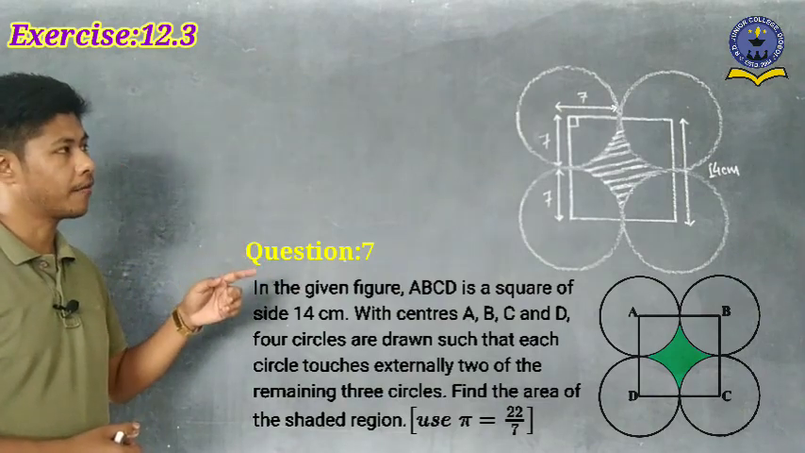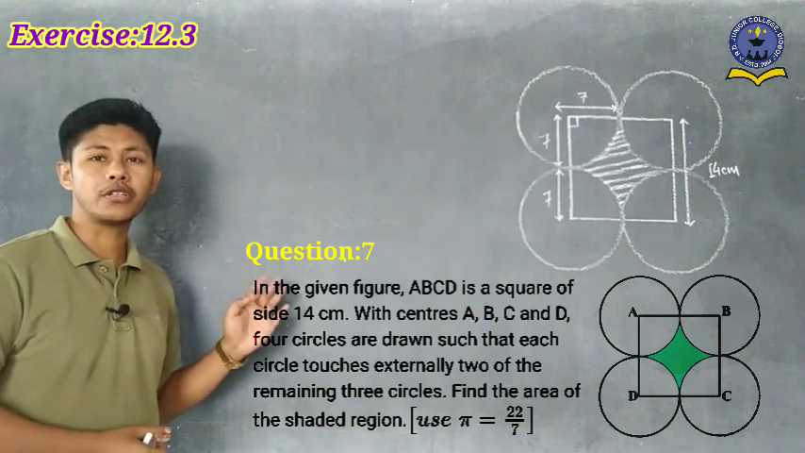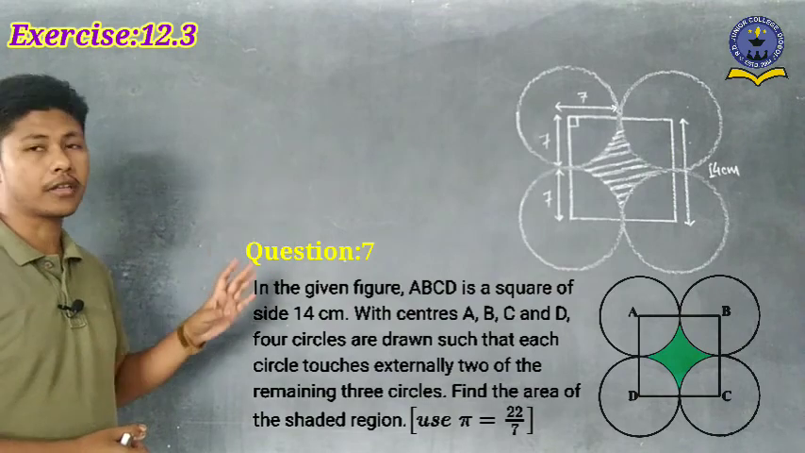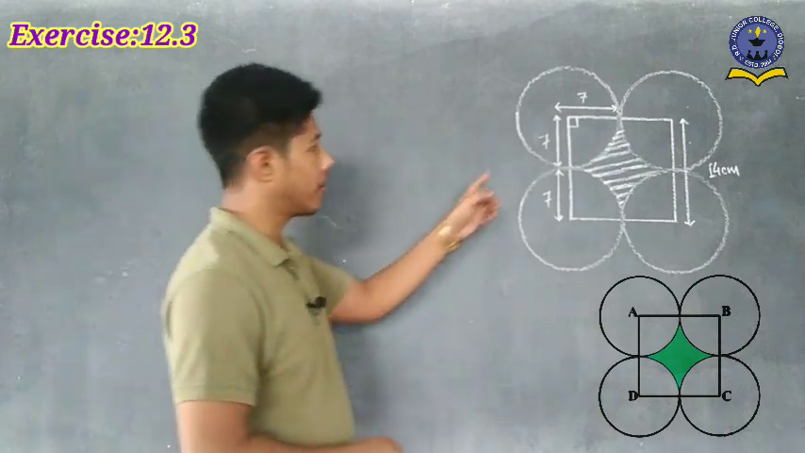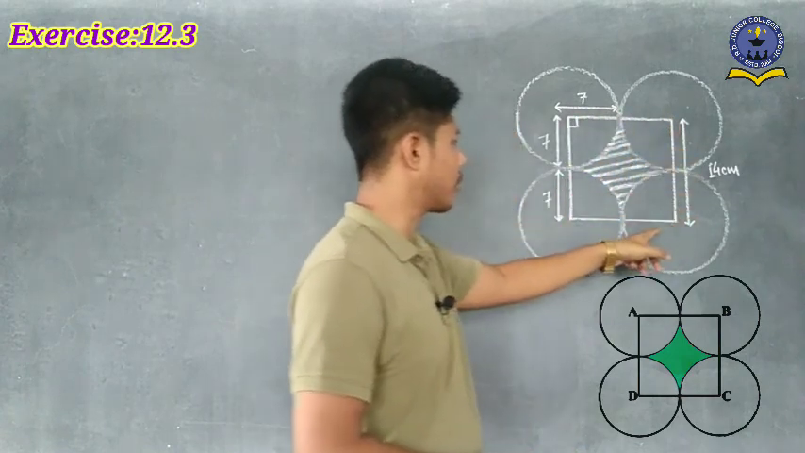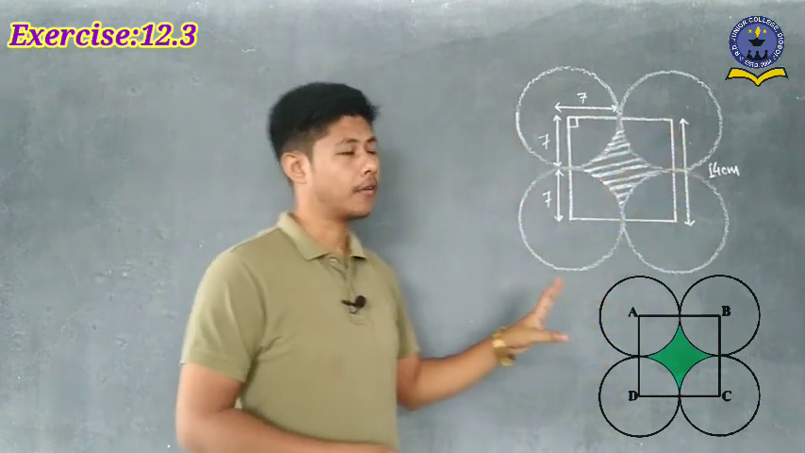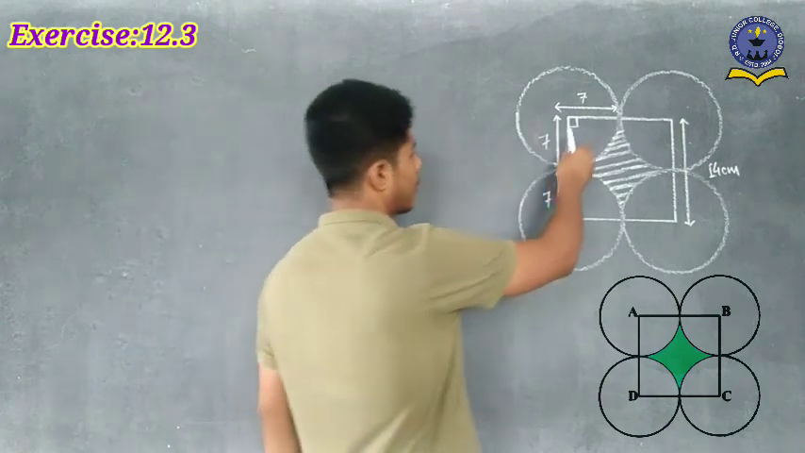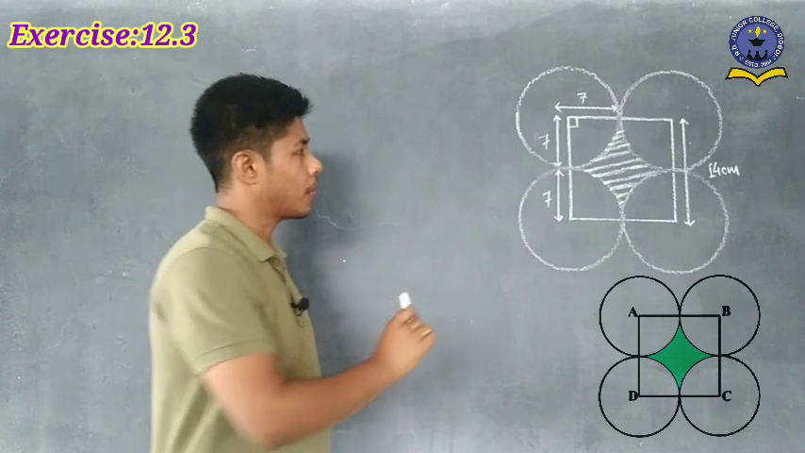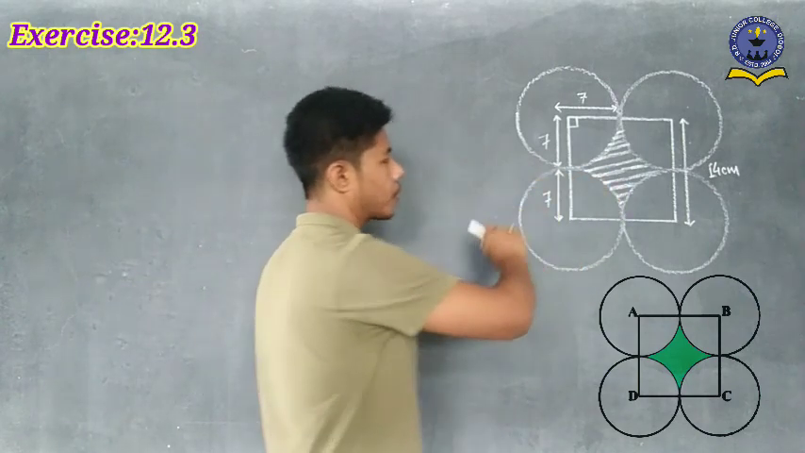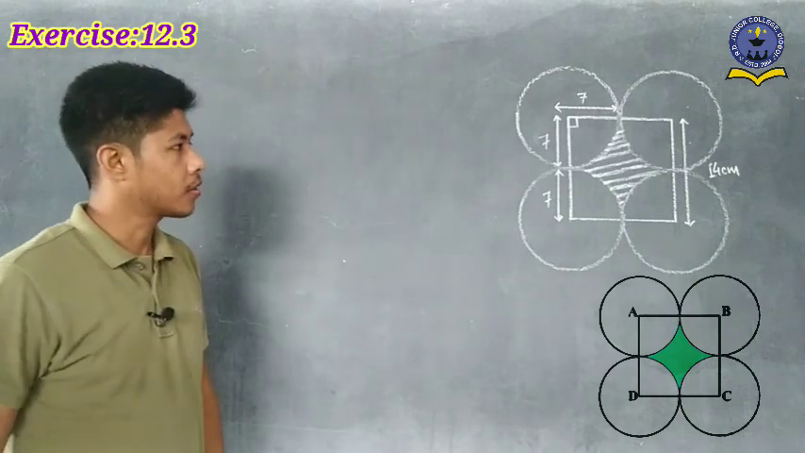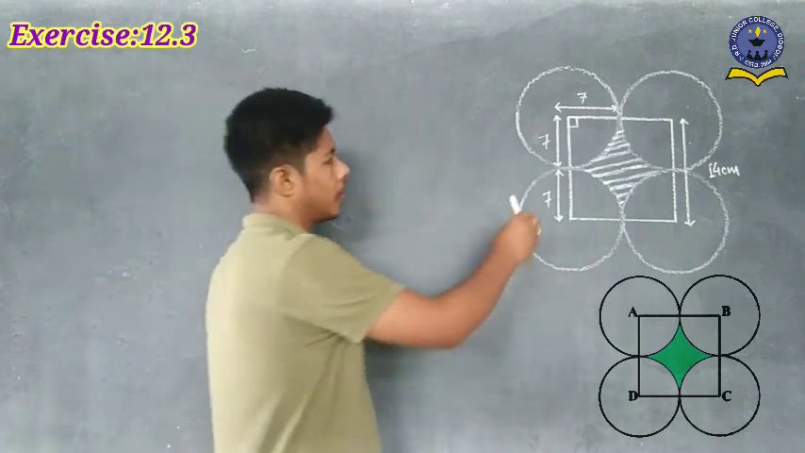First of all, if you see the diagram, a square is given of length 14 centimeter, and with respect to this, 4 circles are there. The whole length is 14 centimeter, 14 centimeter. That means it is a square. And second, in each corner 4 circles are there. Now what do we have to find out? We have to find the shaded portion, so this portion. Is it clear?